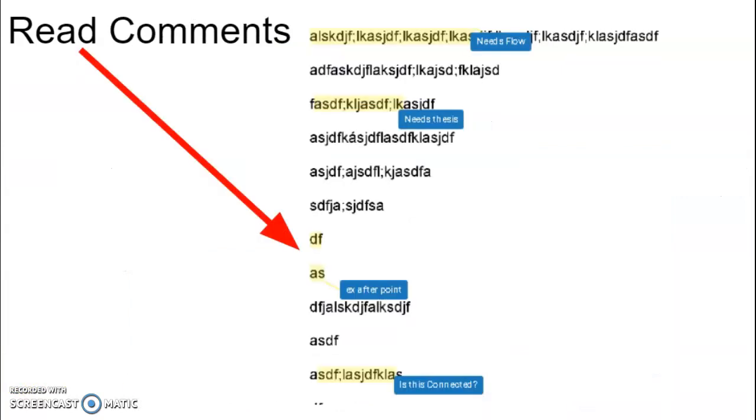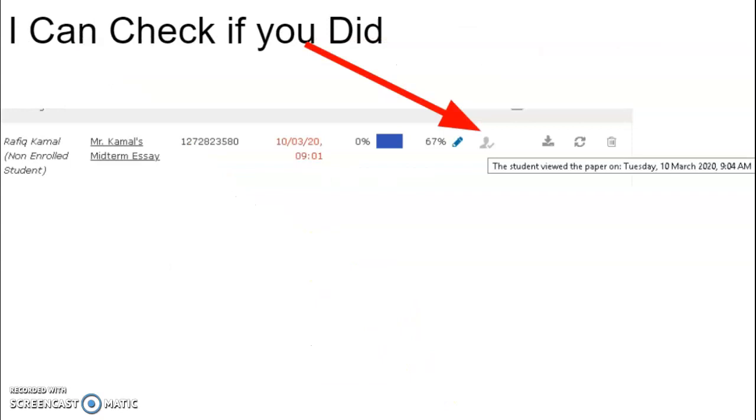Also, what I like about this feedback studio, this would be the actual essay, and what you see is the instructor highlights things and they will leave comments, needs flow, needs thesis, needs an example after the point, is this connected? So these are some of the things that we've worked on throughout the semester, so you should understand all of these because we've talked about flow, we've talked about thesis, we talked about having sentences that are connected and not.